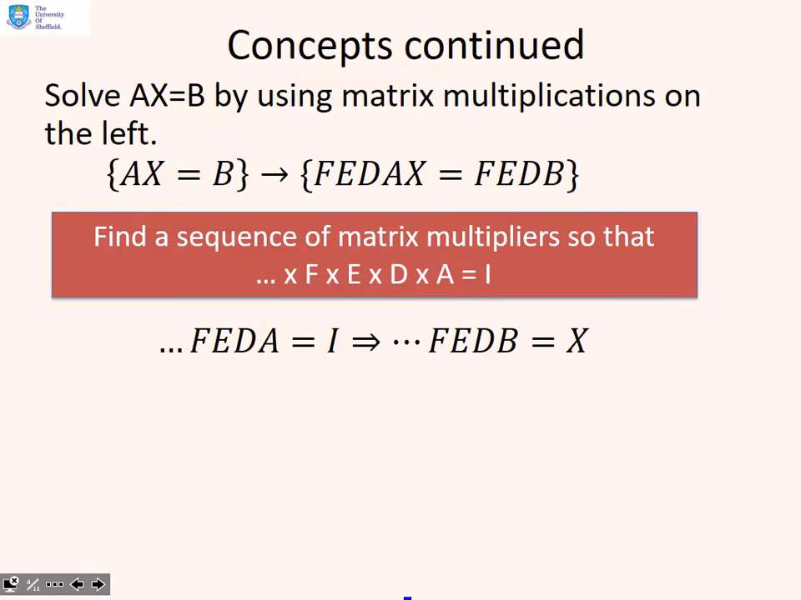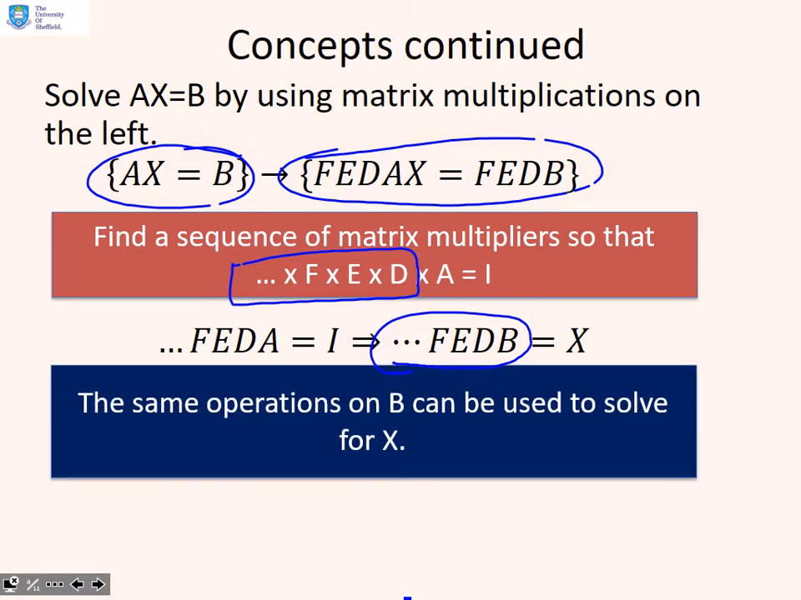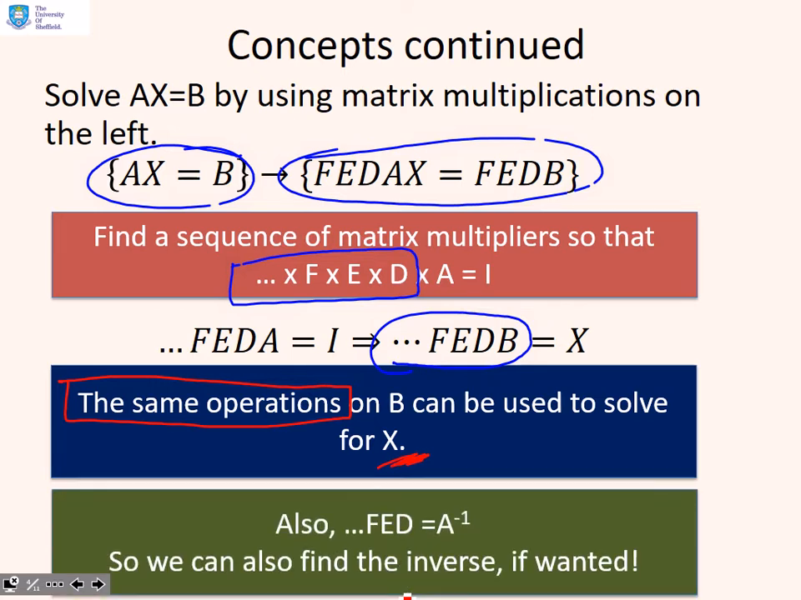So let's continue with these concepts. What we've said is solving Ax equals b is equivalent to solving FED Ax equals FED b as long as F, E, D are full rank. Now, what we want to do is find a sequence of multipliers such that when we multiply by A, we get I, because that implies that the same sequence of multipliers onto the vector b gives me x. So the key thing is the same operations. The same operations I've used on A can be used to solve for x. And also, if you happen to need it, the product of all these matrices would give you the matrix inverse.